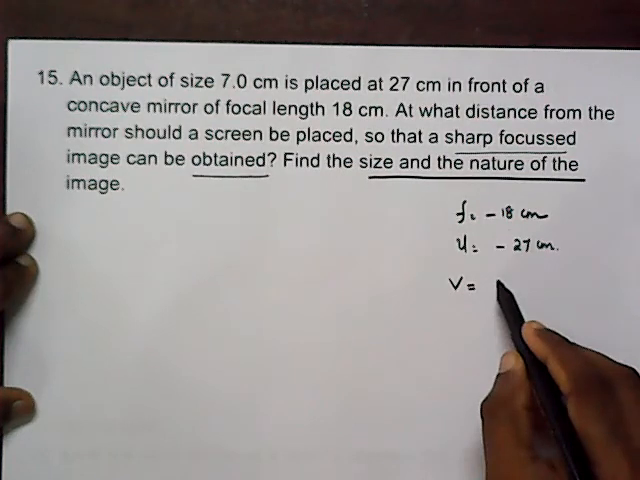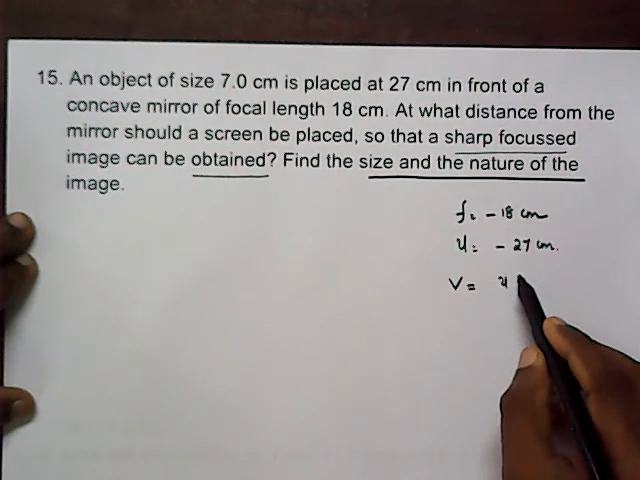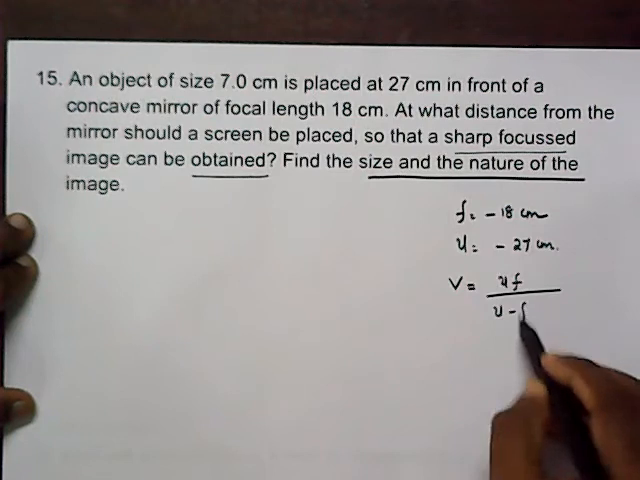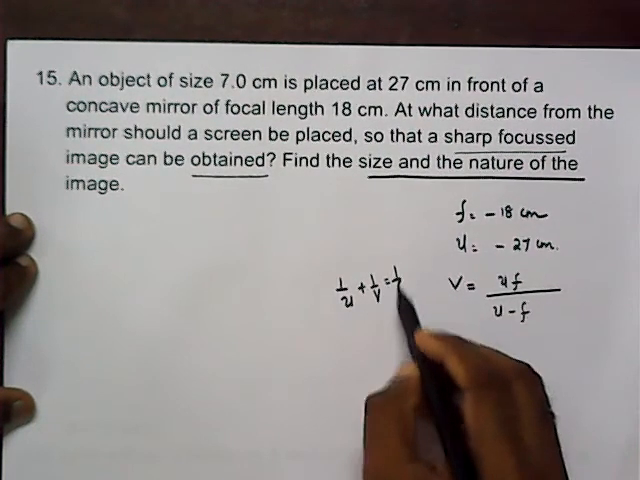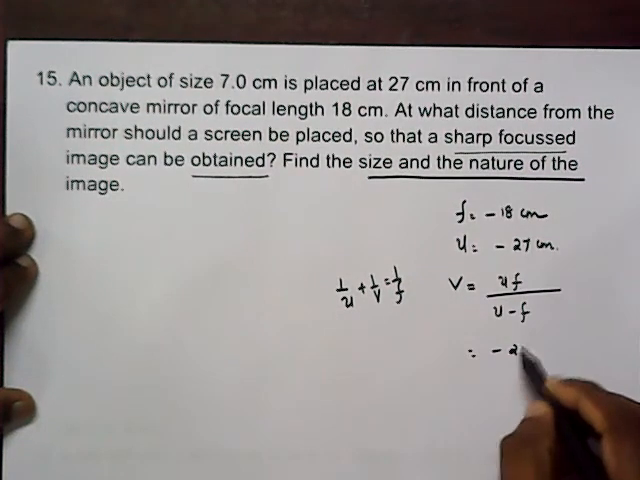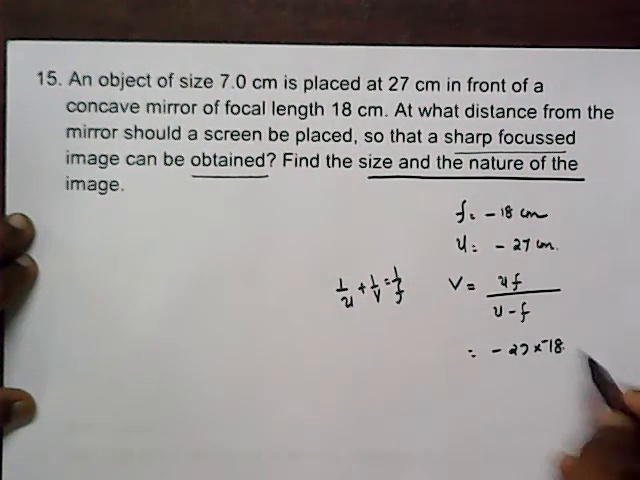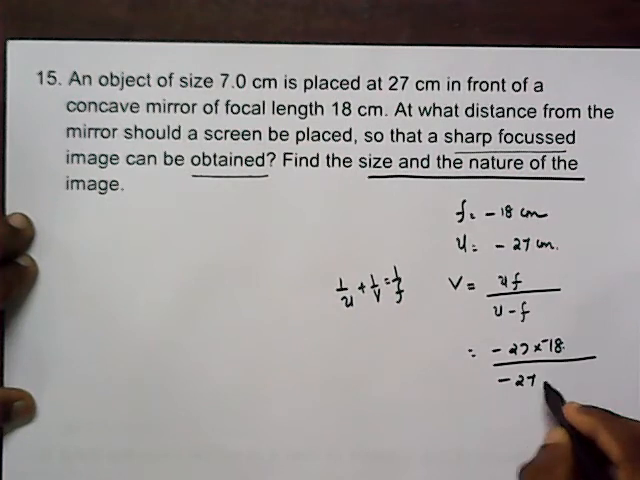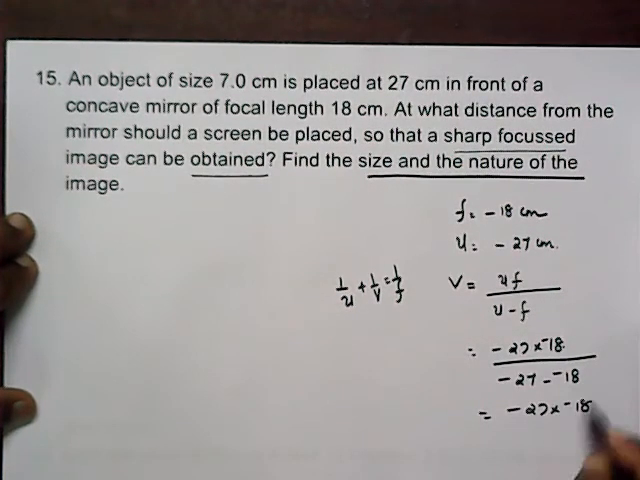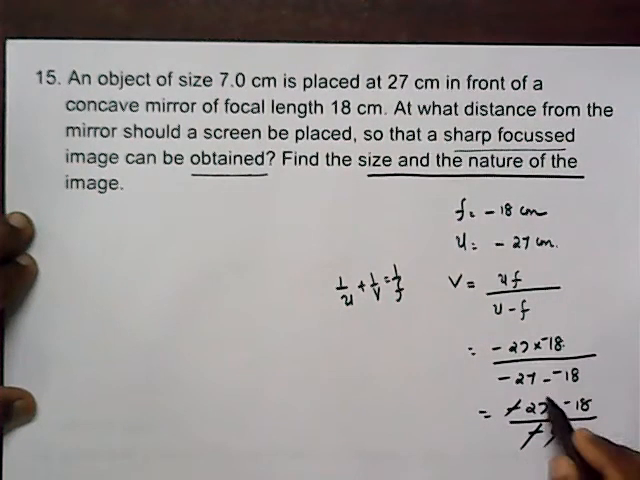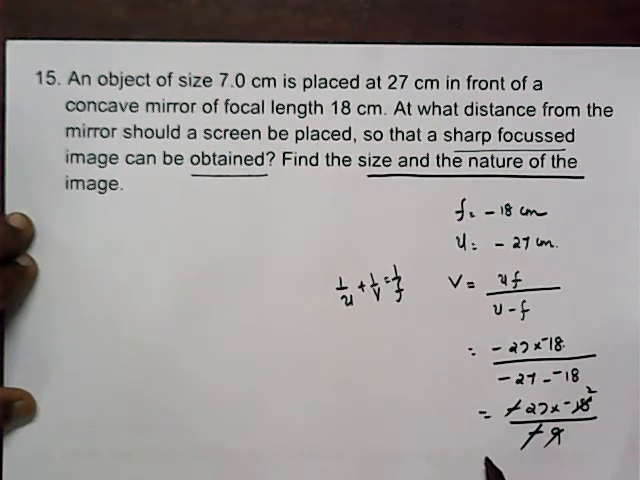So we can easily find v as uf by u minus f, from the relation 1 by u plus 1 by v is equal to 1 by f. So minus 27 into minus 18 by minus 27 minus minus 18, that is minus 27 minus 18 by minus 27 plus 18. So minus 9 goes, and it becomes 2. So we get the value v as minus 54 centimeter.